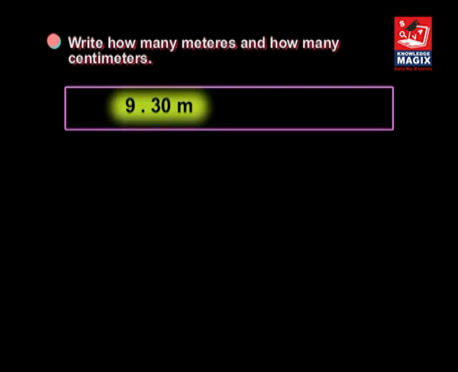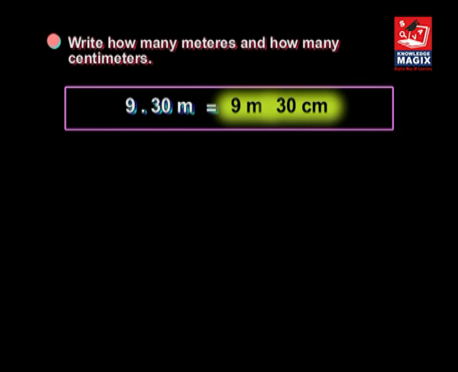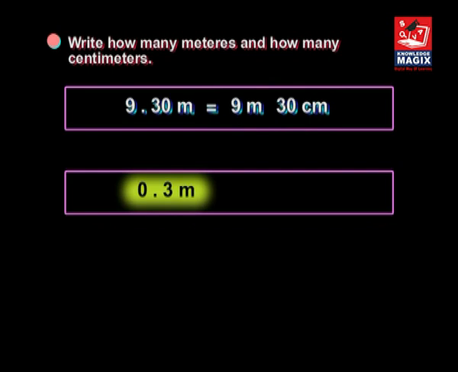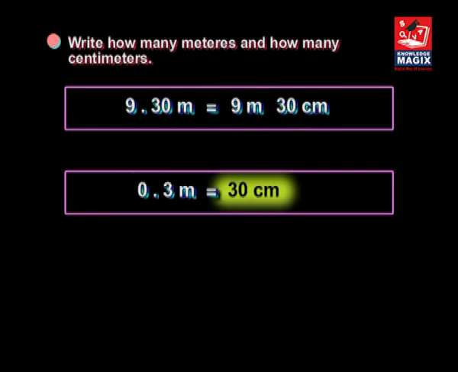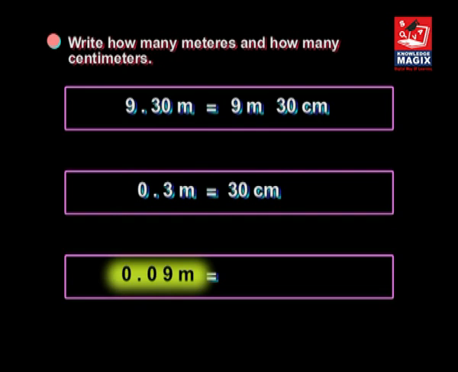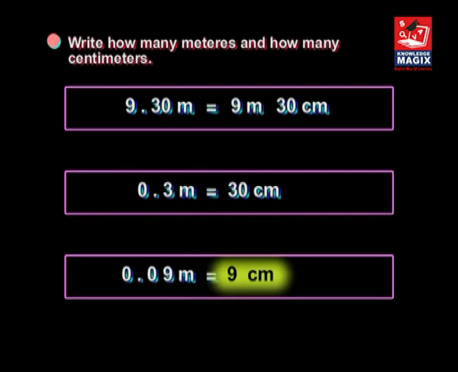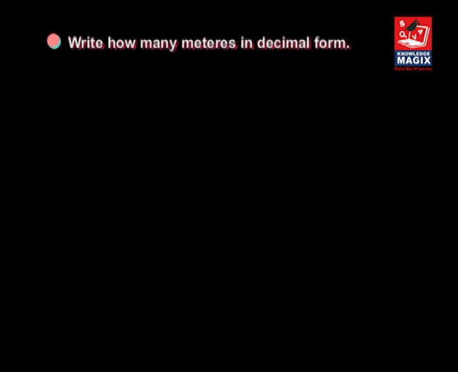9.30 m is equal to 9 meter 30 centimeter. 0.3 m is equal to 30 centimeter. 0.09 m is equal to 9 centimeter. Then write how many meters in decimal form.